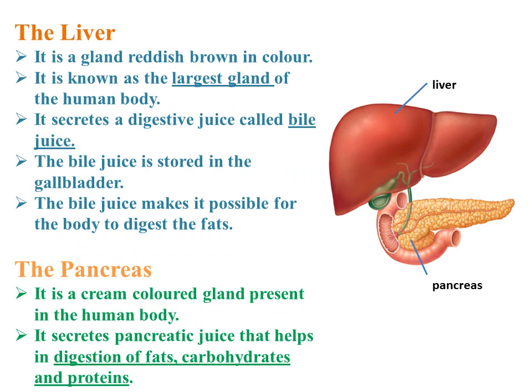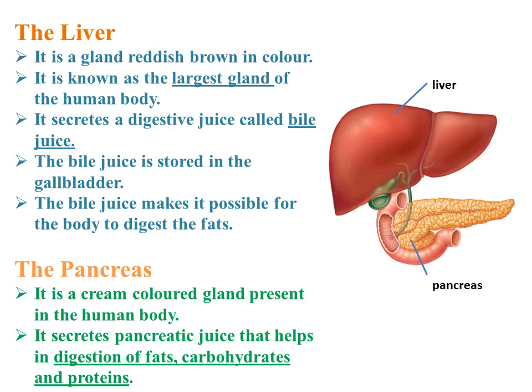Now we will learn about the associated glands. The liver. Liver is the gland that is reddish brown in color. It is known as the largest gland of the human body, and it secretes a digestive juice called bile juice, and the bile juice is stored in the gallbladder. So, what is the gallbladder? Gallbladder is a small pear-shaped organ that is present under the liver, on the right side of the body. It stores bile juice secreted by the liver, and bile plays an important role in digestion of fats.